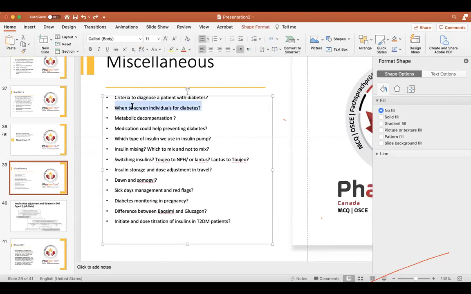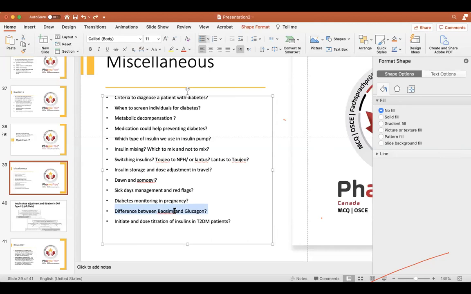Okay, when to screen, when the metabolic decompensation, initiate and dose titration and insulin. Yes, difference between Baqsimi and glucagon. This is the only question that we will answer here. Do you know the difference between glucagon injection and Baqsimi? Have you ever heard about Baqsimi?